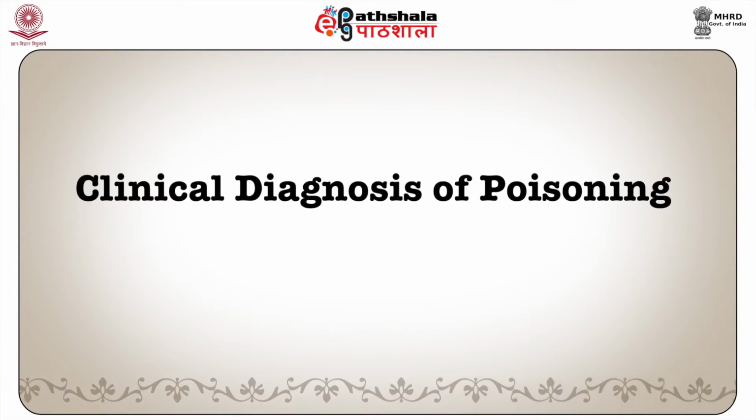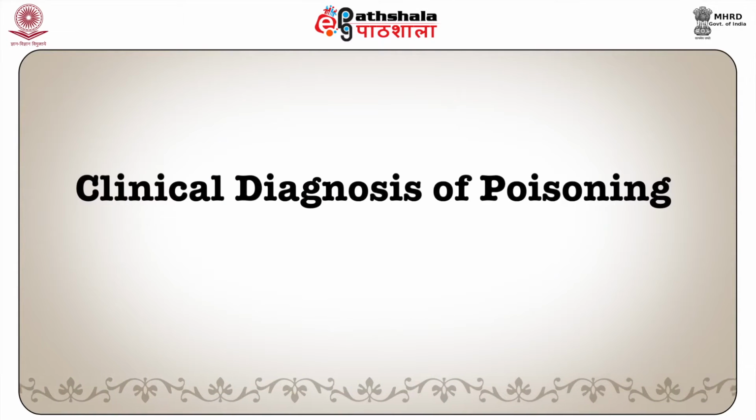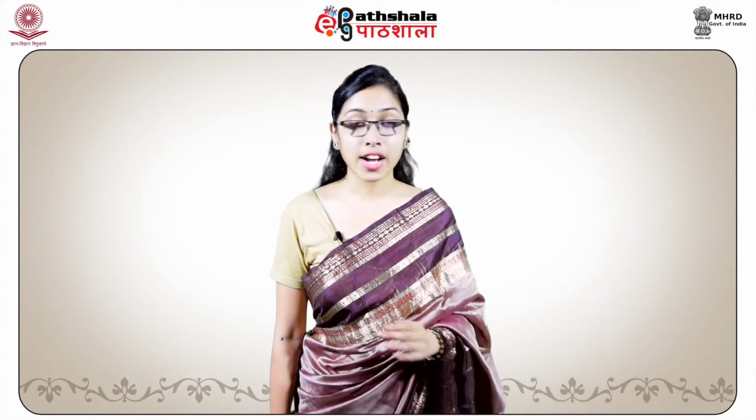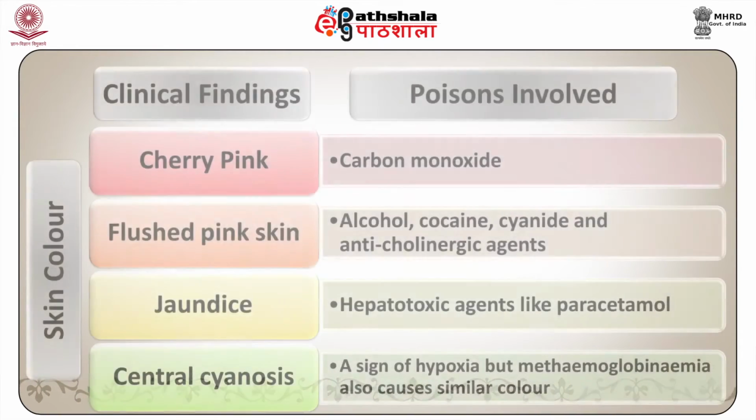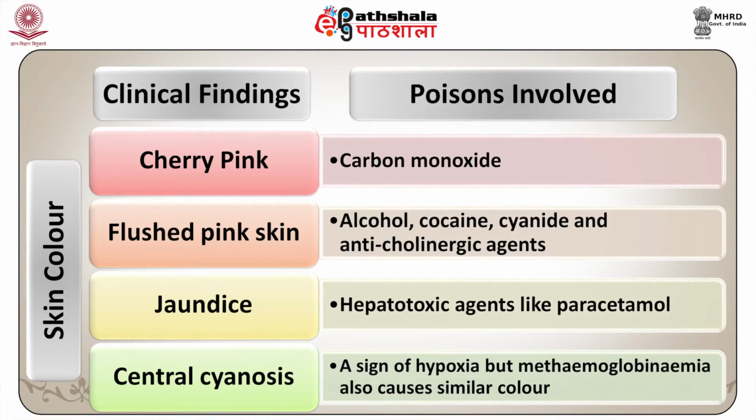Next is clinical diagnosis of poisoning. Students, in this table, on one column we have the clinical findings and on the second column we have shown the poisons that are involved in the clinical diagnosis of poisoning. First is the skin color in the clinical finding.